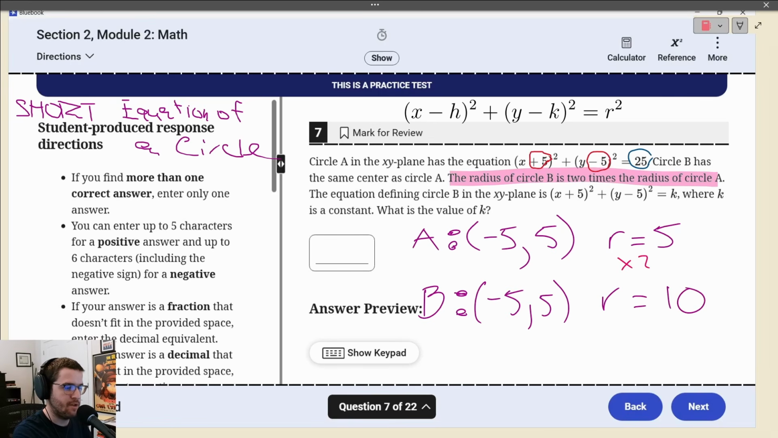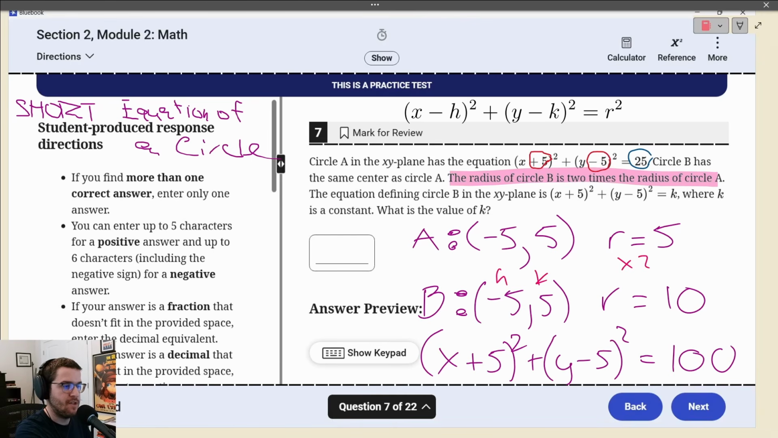And now we can write the equation of a circle. So we were going backwards, and now we're going forwards. So x minus h, again, this is h, this is k, and that's r, right? So we're going to do x minus negative 5, that's x plus 5 squared, plus y minus 5 squared. Again, that part looks the same, and the problem, you can see that, is equal to r squared, so 10 squared, which is 100.